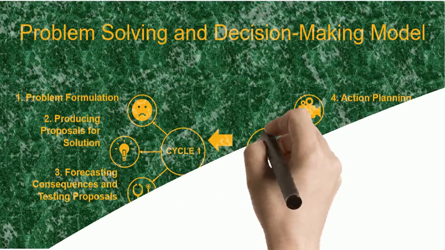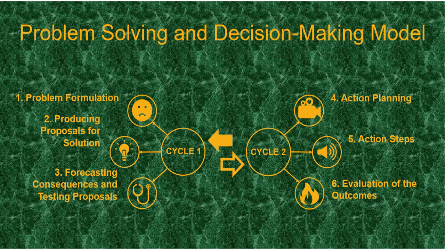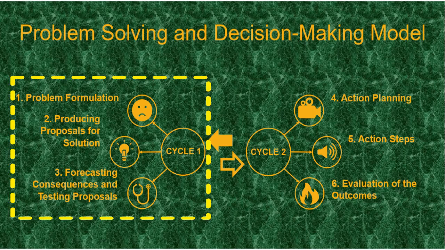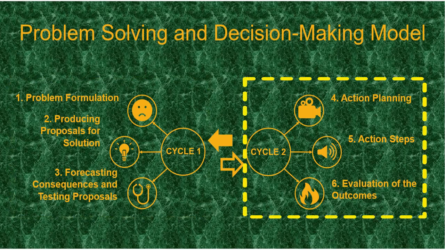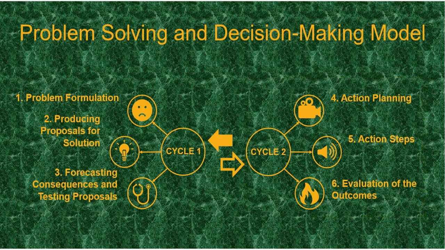Meanwhile, the problem-solving and decision-making model distinguishes two basic cycles of activity. One that occurs prior to any decision or action, and one that occurs after a decision to act has been taken. The first cycle is the part wherein the group decides what to do and consists of 3 stages. 1. Problem formulation. 2. Generating proposals for action. 3. Forecasting consequences of proposed solutions, or testing proposed solutions, and evaluating them conceptually before committing to overt action.